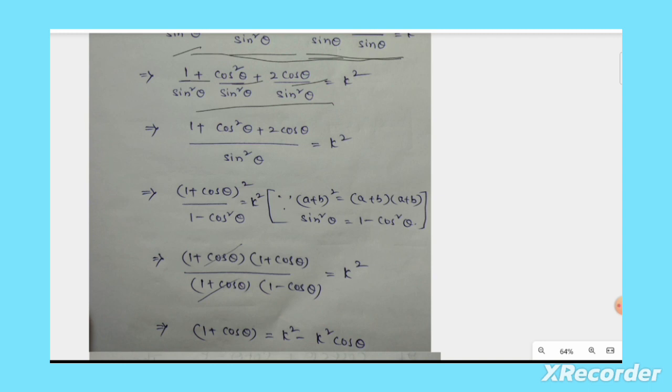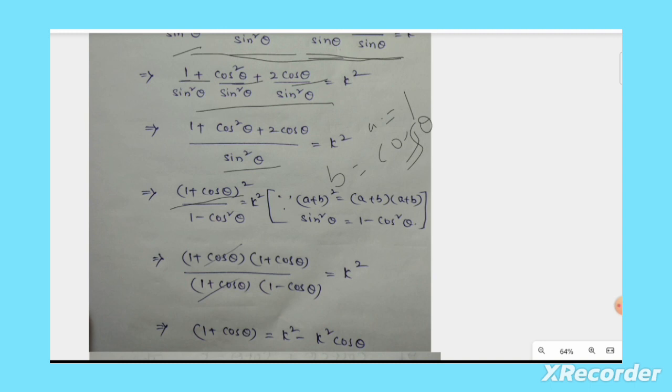If I apply a plus b whole square, where a is equal to 1 and b is equal to cos theta, I can write it as 1 plus cos theta whole square. Right, here I have written it. Next, sin square theta. As we already know the formula, cos square theta plus sin square theta equals 1.